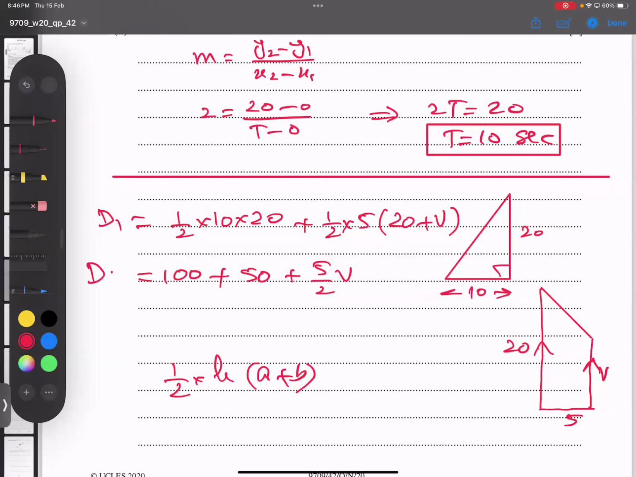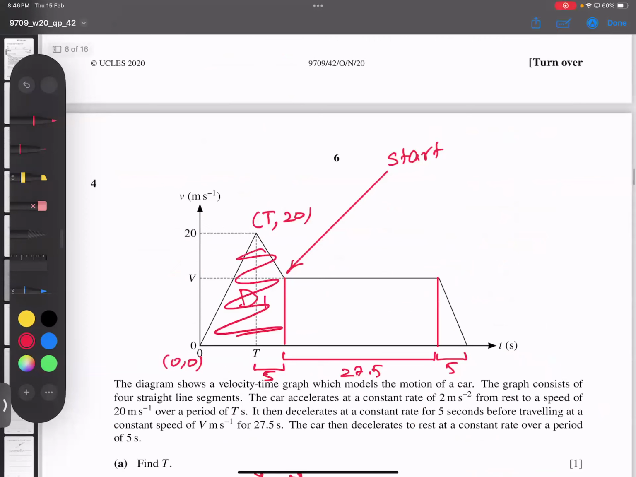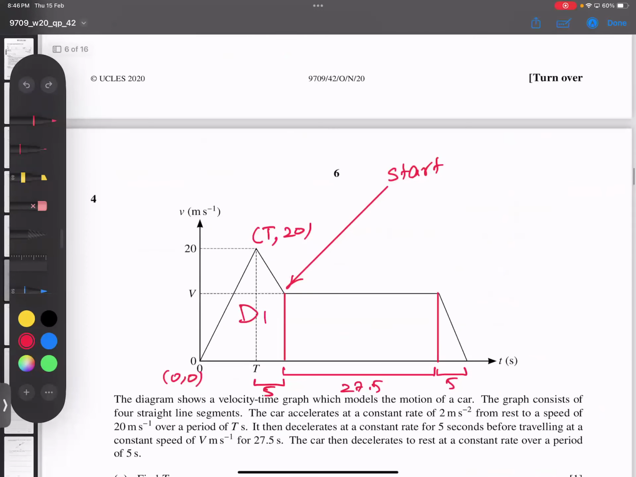So Alhamdulillah, D1 is clear. Let me write the finalized form: 150 plus 5 by 2V. So this is done. I believe all people understood how I got D1. D1 is clear. It means this distance is D1. According to the situation, he said D1 is one third of total distance, TD.